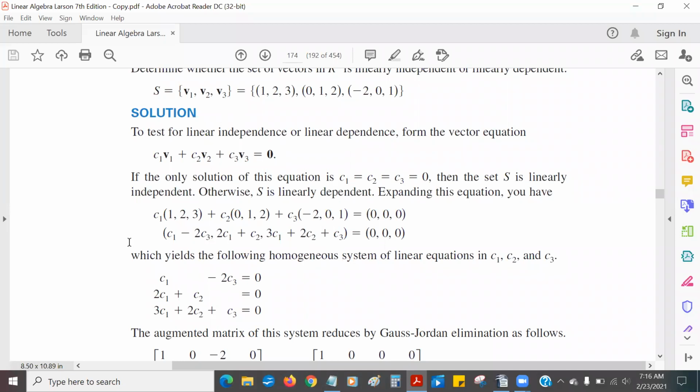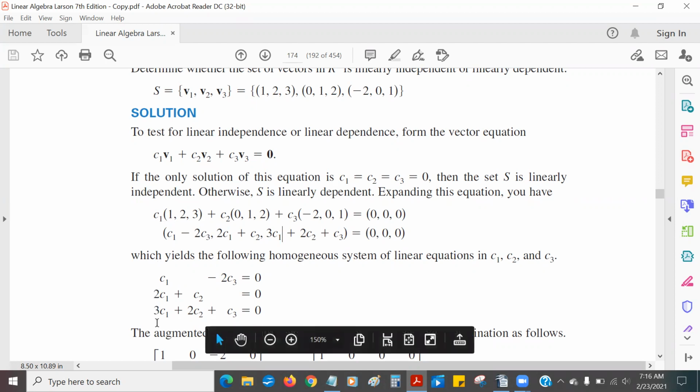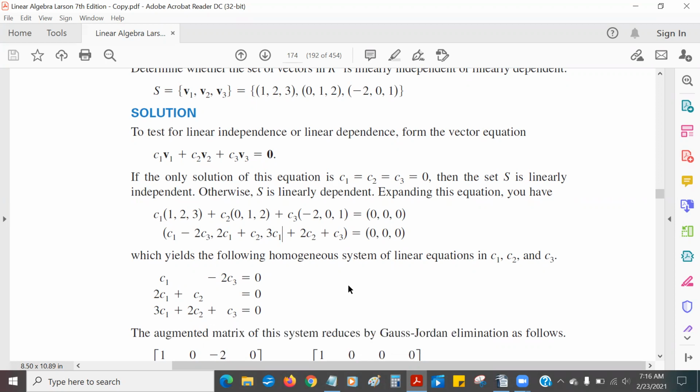For example, the first vector has all the C1s go to the 1, 2, 3. That's why the C1 column is going to be 1, 2, 3 ultimately, and so on and so forth. You can figure this out. When you actually do these by hand, you kind of see why it works.